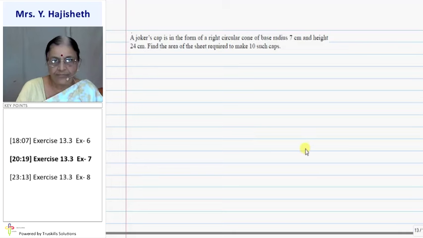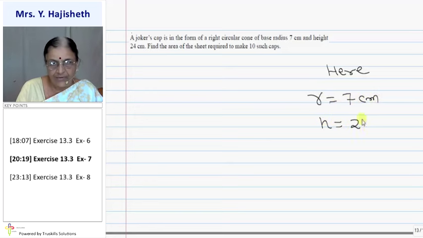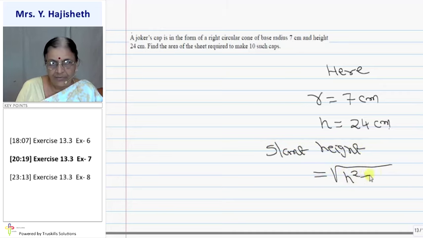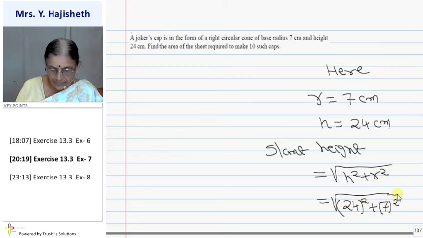So here, what is your given data? R is given as 7 centimeter. H is given as 24 centimeter. So naturally I should find out slant height. Okay. Without slant height I can't find out curved surface area. It is under root H square plus R square. So that is under root 24 square plus 7 square. Clear?